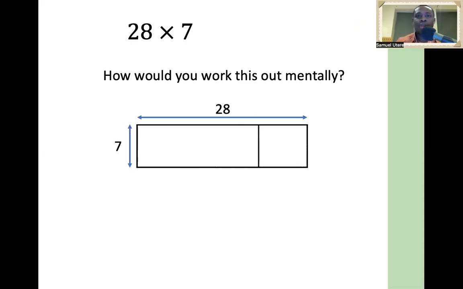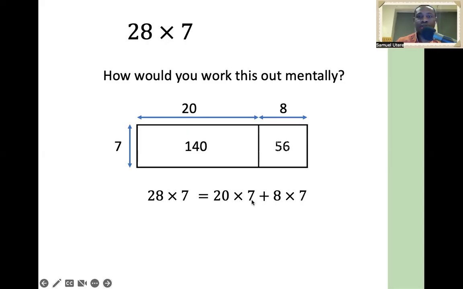We can decide to split 28 into 8 and 20. So 8 units and 2 tens. Now, this calculation becomes 7 times 20 and then 8 times 7. Now, 7 times 20, you can just look at this as 7 times 2, which is 14, with that 14 being 10 times bigger because 20 is 10 times bigger than 2. So your answer will be 140. So your calculation would become 140 plus 56 because 7 times 8 is 56. That is one mental strategy of doing it.